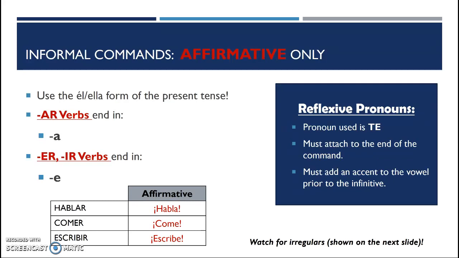Now there are irregulars specific to the affirmative conjugations, and we'll talk about those on the next slide. But just like formal commands, we're going to deal with reflexive pronouns. And what do we do with these reflexive pronouns? Well, because this is an informal command, the pronoun we're going to use is te. And because the command is affirmative, or a positive command, we're going to attach the te to the end of the command itself. And then we need to add an accent mark to the vowel prior to the infinitive. We'll look at some examples in a couple of slides to show you how that's going to work.